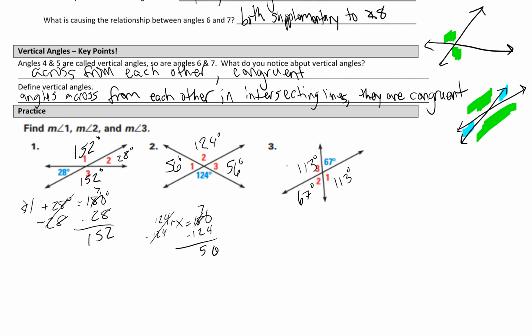All right, so all you guys need to remember today is the vertical angles. They're across from each other on intersecting lines, and they are congruent. You can solve for the other vertical angle in your intersection by using supplementary angle facts, and you guys should be ready for the rest of today's lesson.